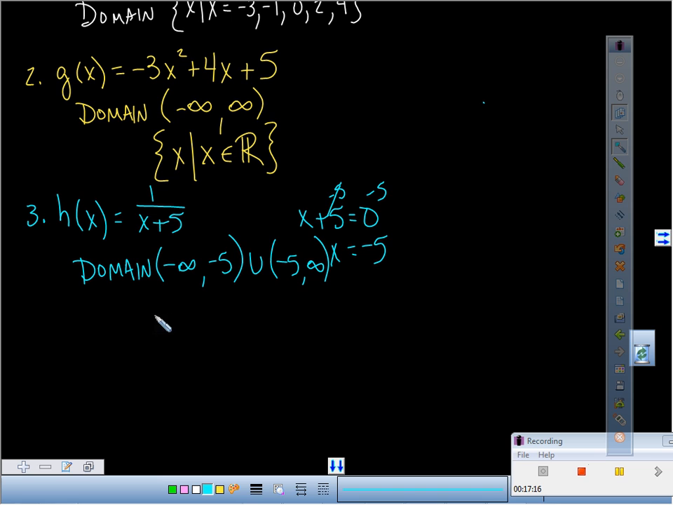Yes? The parentheses means excluded? Yes. Remember, a bracket looks like he's holding his little arms out, trying to include you. This means included, and this means excluded. Okay?